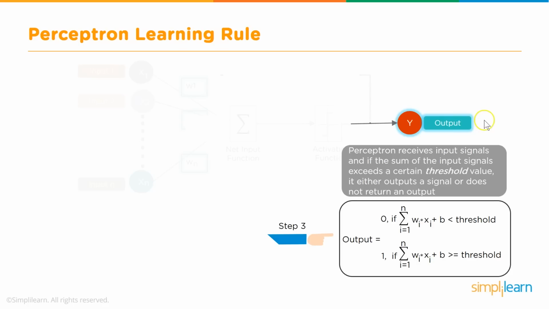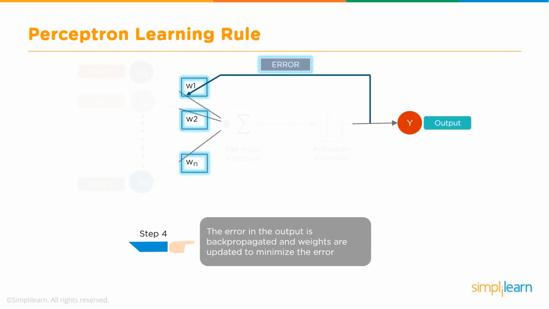So the output is already known, and that is compared, and thereby we know if there is an error or not. And if there is an error, the error is fed back and the weights and biases are updated accordingly till the error is reduced to the minimum. So this iterative process is known as perceptron learning or the perceptron learning rule, and this error needs to be minimized.